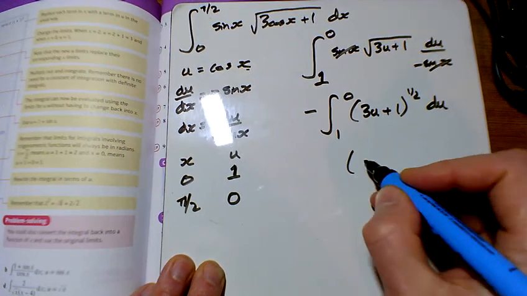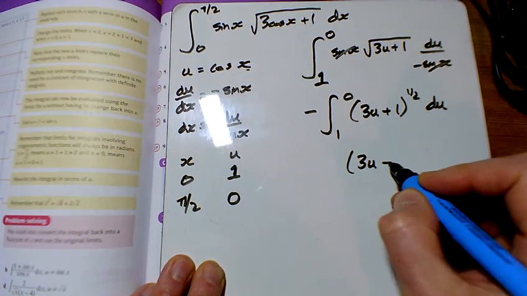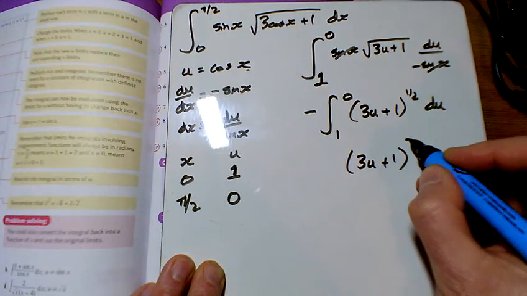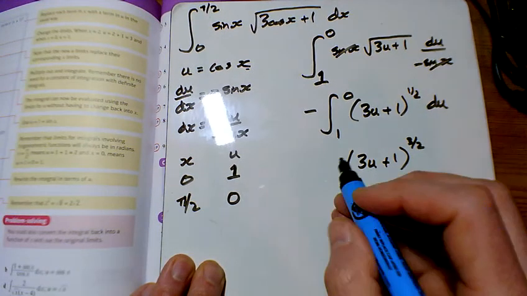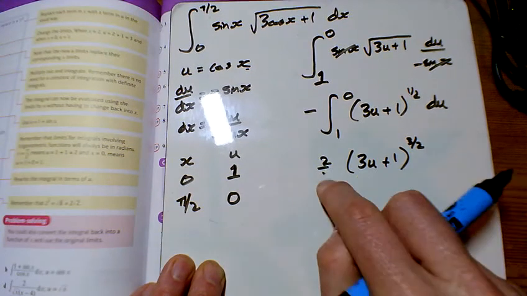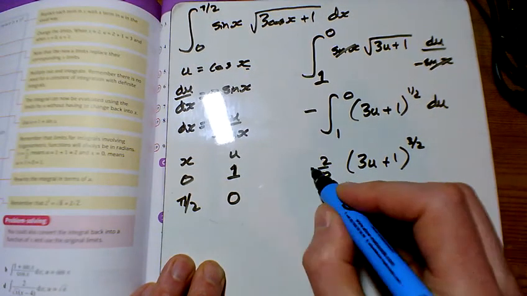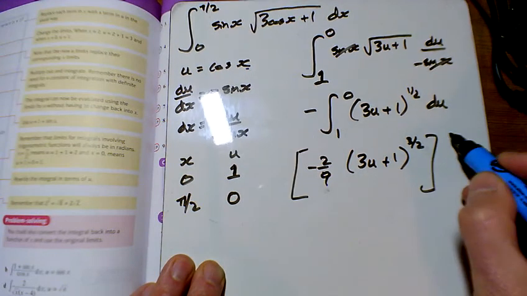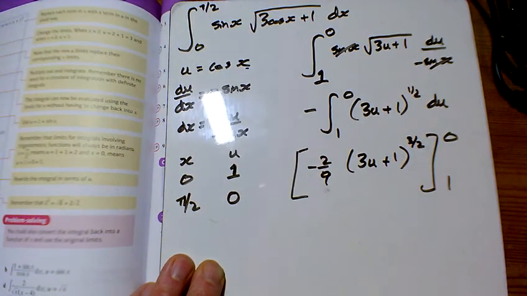But what does this integrate to give? Well, the bracket is staying the same, but its power's going up by 1. So we've got 2/3 here. We've also got to divide by that 3 as well. So I've got minus 2/9 of that. And that's between 0 and 1 there.